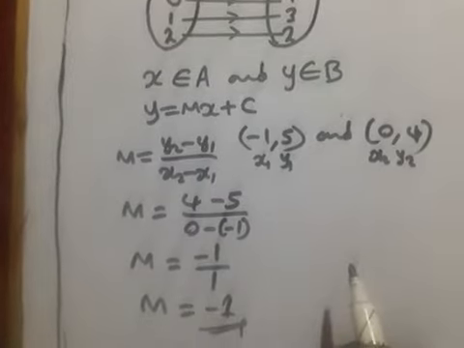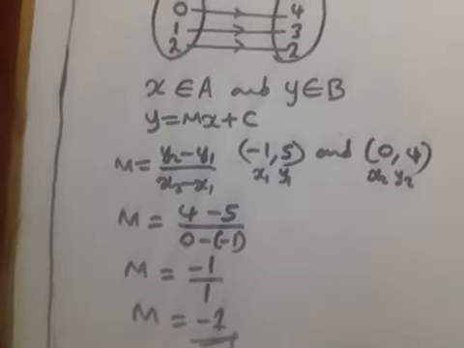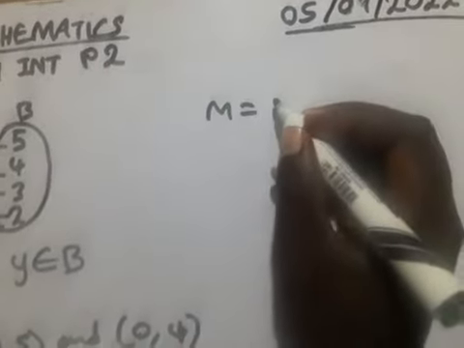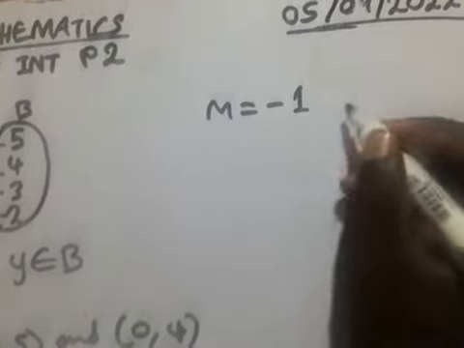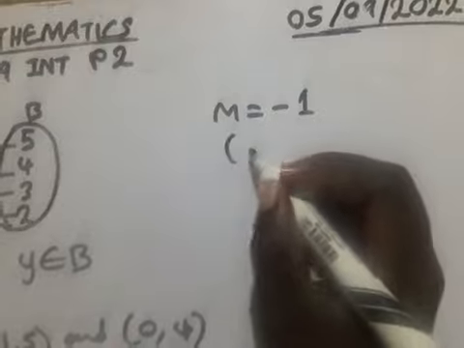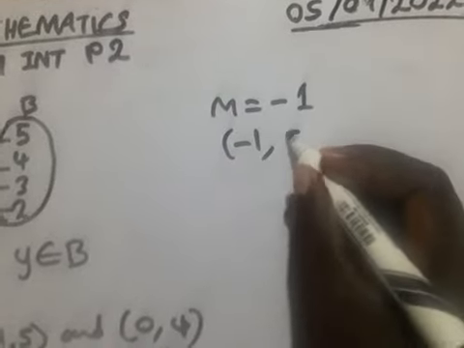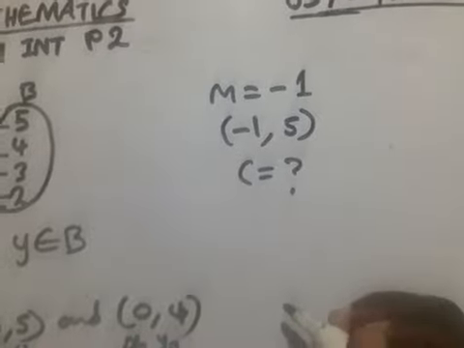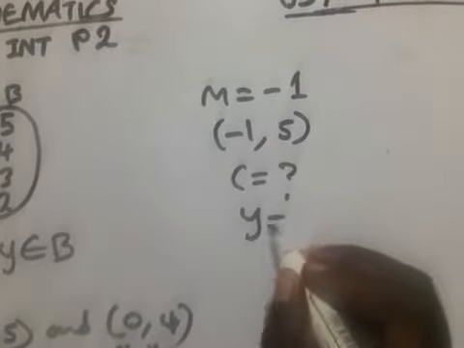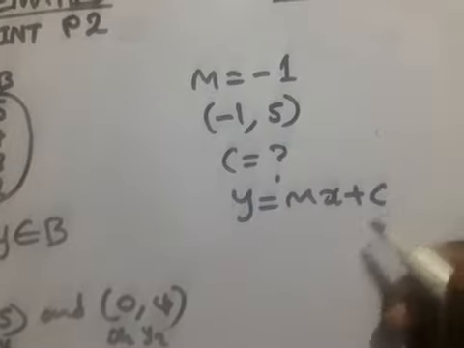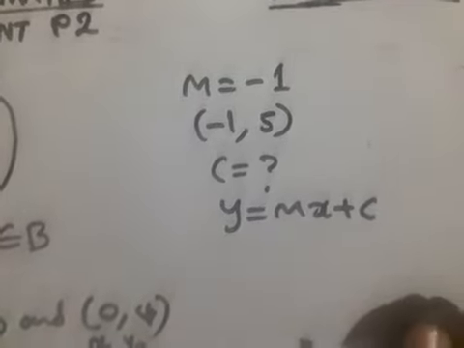After finding the gradient, now you have to pick one coordinate. The gradient we have is negative 1. Then for the coordinate, you can pick any, so I'm going to pick negative 1, 5. Then we have to find c from this equation, y equal to mx plus c.